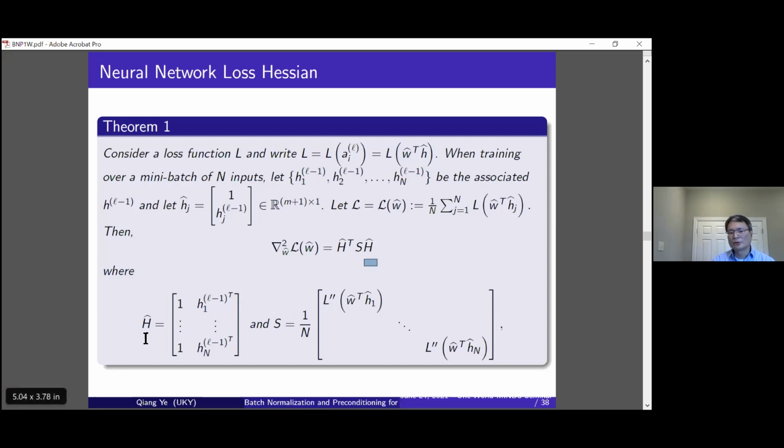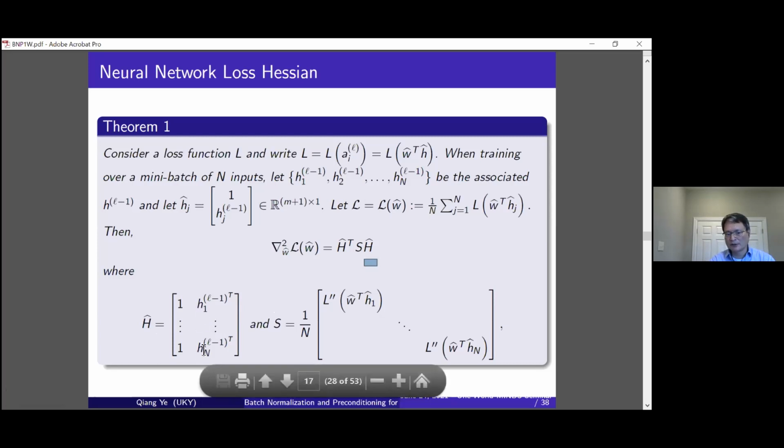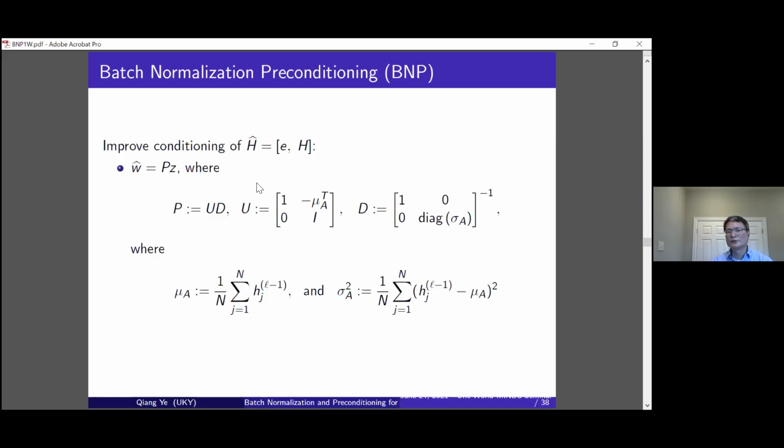And this mini batch could create very bad conditioning, because if you look at this H1 here, if some of the entries of H1 have very different scales, let's say the first entry has scale 1 and the second entry has scale 10 to the -5, then the second column here is of order 10 to the -5 while the first is of order 1. In that case, H hat would be very ill-conditioned. So it's this potential ill-conditioning of H hat that we try to address using preconditioning.